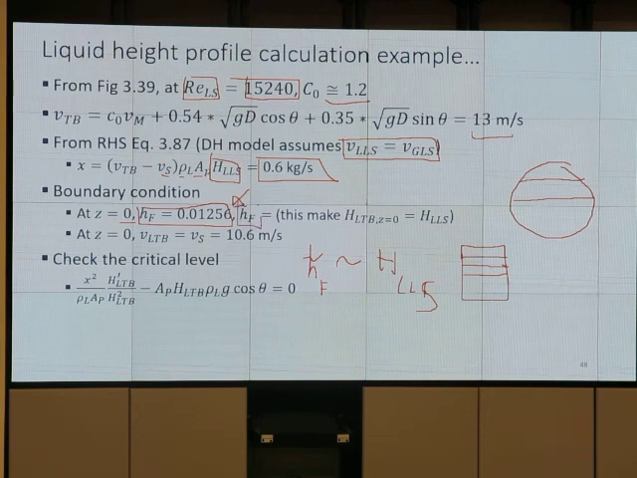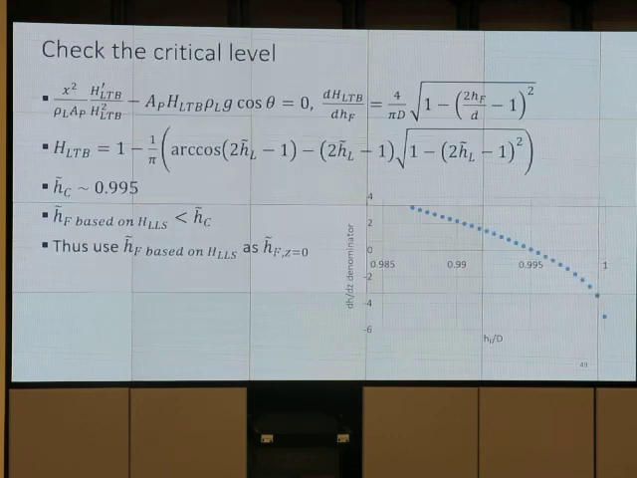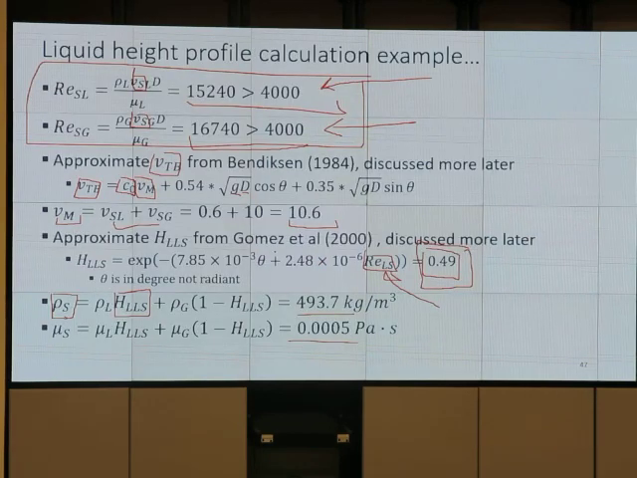So when I use HF equal to that much, it makes HLTB at Z equal to 0 equal to HLLS. Okay. Basically, use the equation that you have, AL equal to something, make it equal to holdup, then do Goal Seek on that equation. Then another boundary condition that I need is, what is the velocity of the liquid phase at Z equal to 0? Okay, the velocity of the liquid phase, at that point I use VS. Or 10.6. Where is that 10.6? 10.6 is VM. Right? VM equal to VS, 10.6.